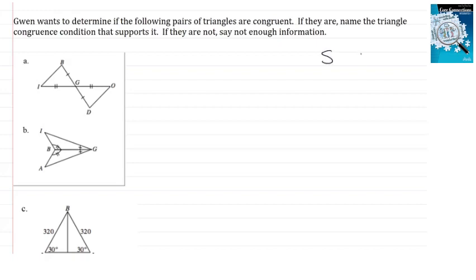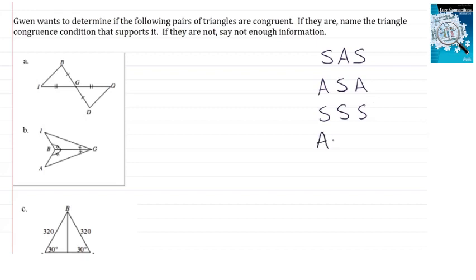You can have 2 congruent sides and the angle in between those. We call that the side angle side congruence condition. You can also have 2 corresponding angle pairs and the side that connects them. We call that angle side angle. It's also possible that if you have all 3 pairs of corresponding sides congruent, the triangles are congruent. That's the side side side congruence condition.